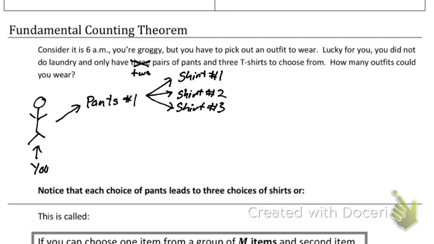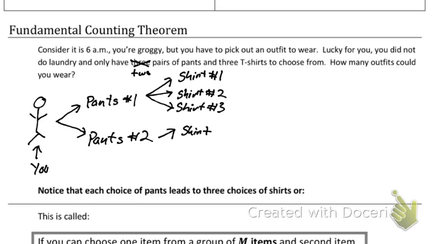Now let's go back in time and say, I didn't like pants number 1. I didn't like any of those choices. I'm going to go back and I'm going to put on pants number 2. They're way cuter or whatever. All right, for pants number 2, we still have all 3 shirts we can pick from. So with pants number 2, you could wear a shirt.